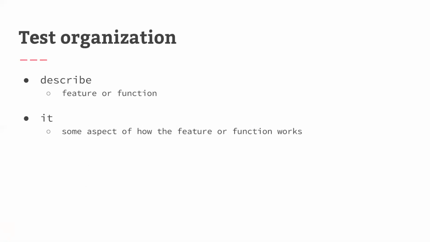All right, so now let's talk about this describe and this it. Basically, it's a hierarchy. You're going to have a bunch of its underneath a single describe, but you might have a bunch of describes in your test file. In general, you're going to have a describe for a feature or a function, and you're going to have an it for some aspect that you want to test about that feature or function.